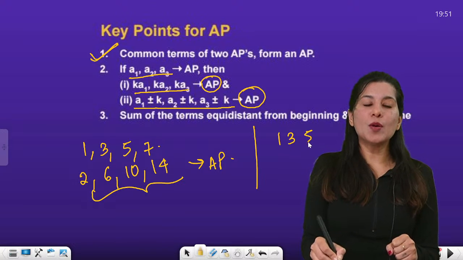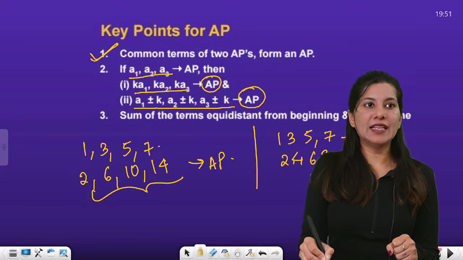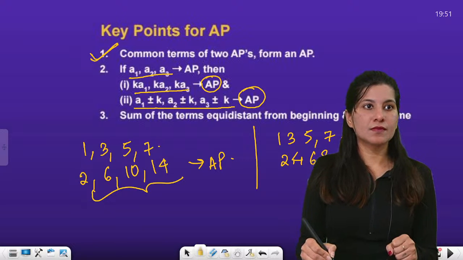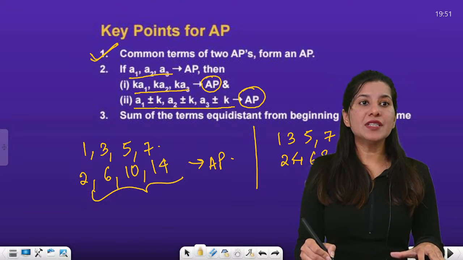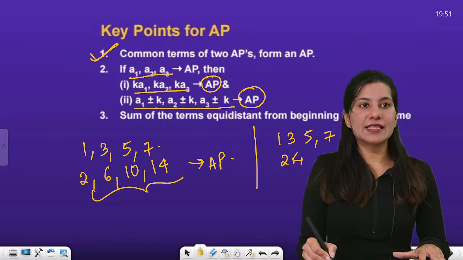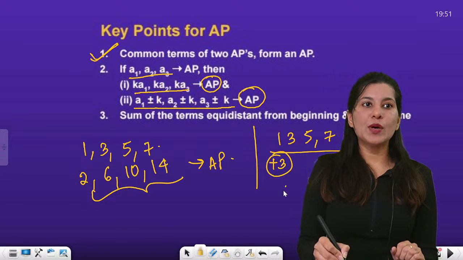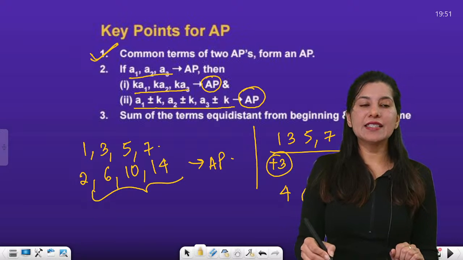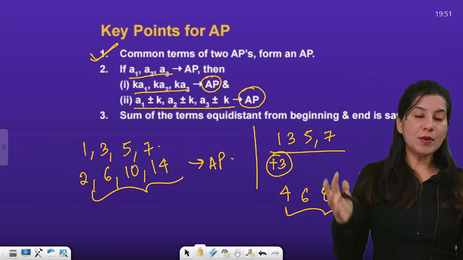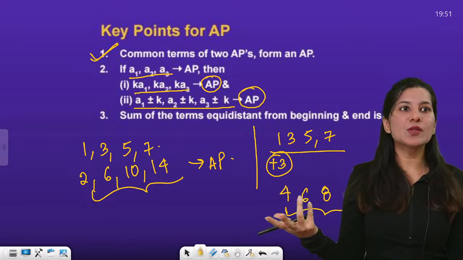Suppose you have two series. Can you see, these are AP number 1 and AP number 2. I am trying to talk about this point: if I add anything to this, suppose I add 3 to every term. So 1 plus 3 is 4, 3 plus 3 is 6, 5 plus 3 is 8, and then 7 plus 3 is 10. So can you see, the moment I add to all the terms of the AP, my resultant sequence will also be an AP, right?